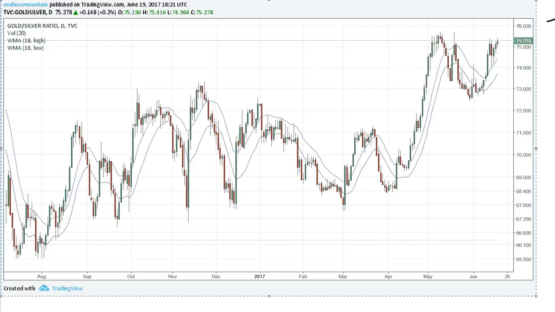Because when the gold to silver ratio goes up, that's usually because both gold and silver are going down. It's just silver goes down more. And then same thing on the reverse. When this is going down, gold and silver are both going up. Just silver will be going up more.